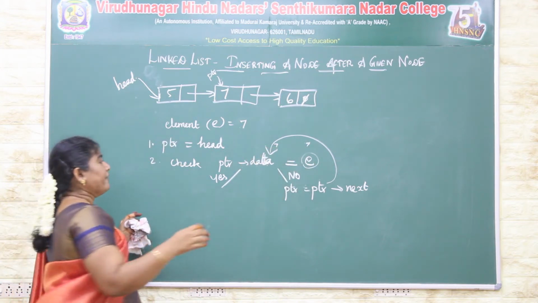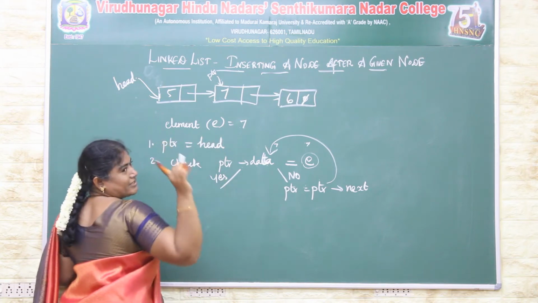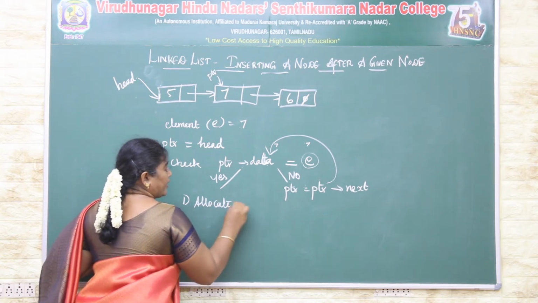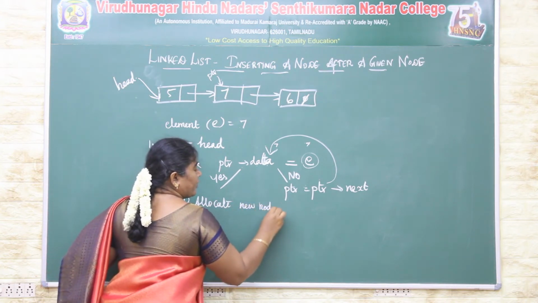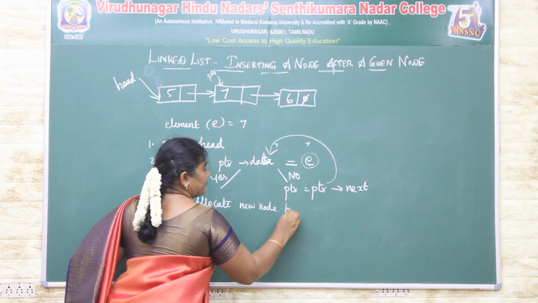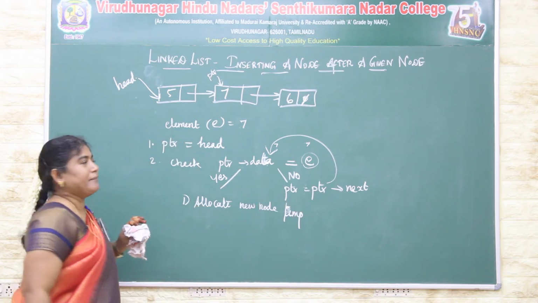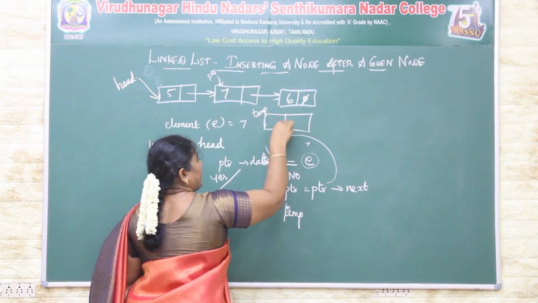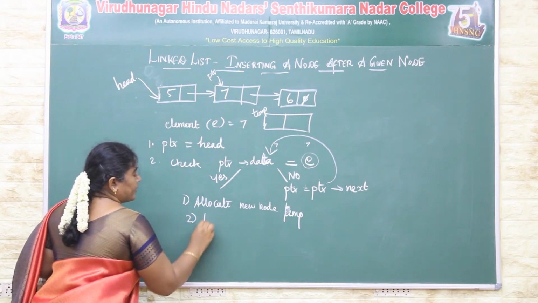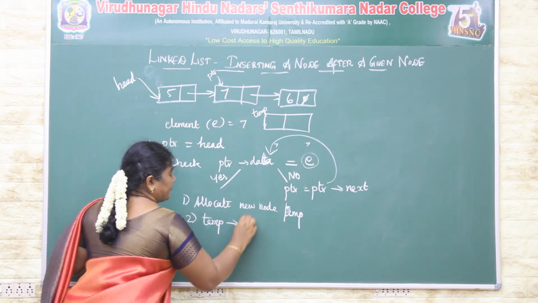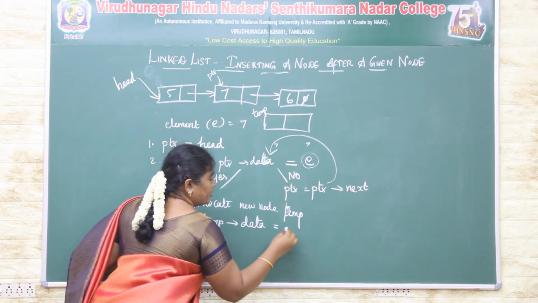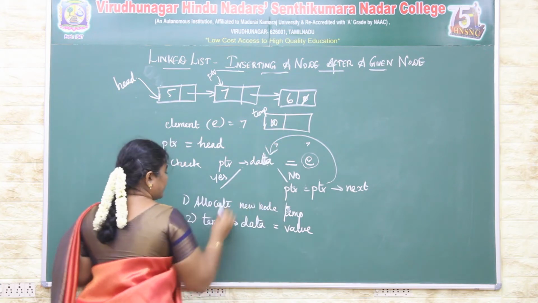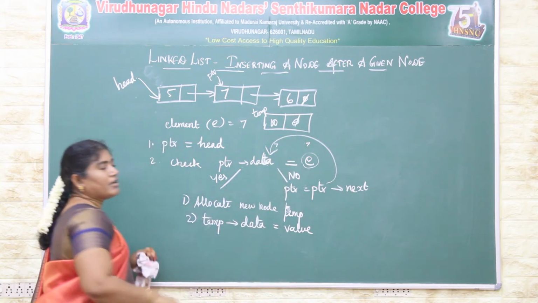Yes, the condition is true. If the condition is true, I have to insert a node. For that I should allocate one new node, temp. So now this is my new node temp. I assign some data to temp pointer data, any value, for example 10, and initially its next will be null.